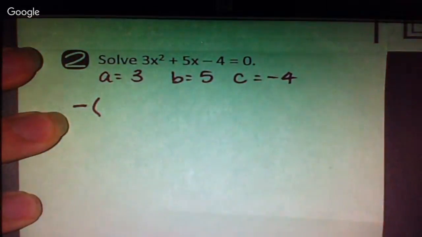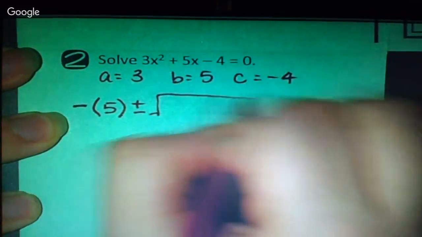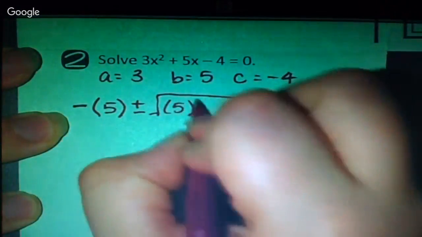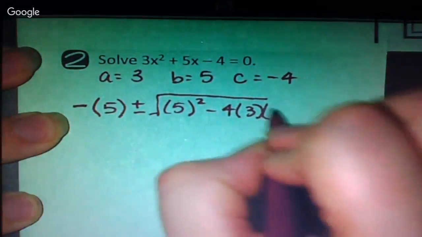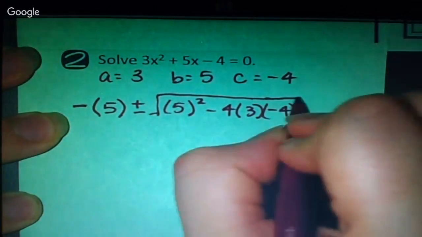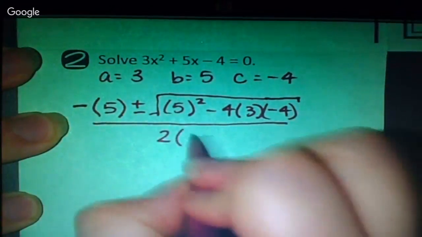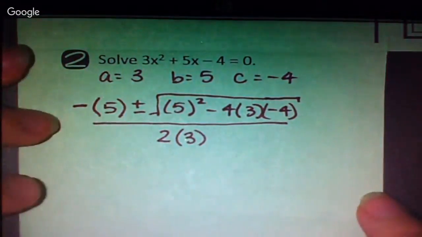Okay, so we've got negative, and we're plugging in? 3. I meant, my bad, 5. Negative B, plus or minus the square root. What comes first? 5 squared, minus 4 times? 3 times -4. Fantastic. 4 times A times C. And that's all going to be over 2 times 3. Fantastic. 2 times A.